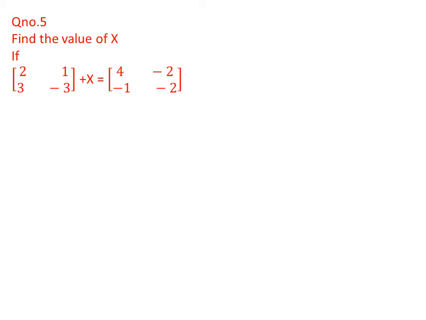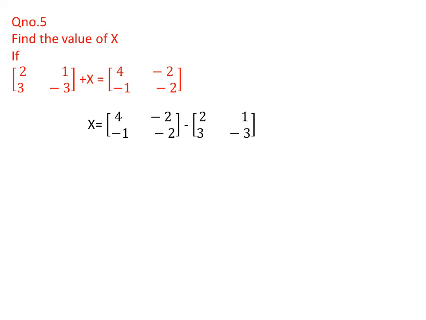Next is question number 5. In this question we have to find the value of x if the first matrix with the elements 2, 1, 3 and -3 plus x is equal to the second matrix with the elements 4, -2, -1 and -2. First of all we will move the first matrix to the other side, and by moving this matrix to the other side it will become negative. So we write x equal to the elements of the matrix on the right hand side which are 4, -2, -1 and -2. Then we will subtract the first matrix with the elements 2, 1, 3 and -3.